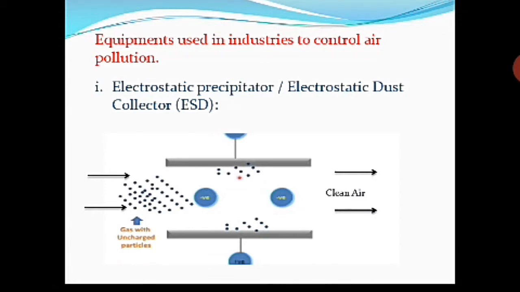The different devices that are used to control air pollution. The first one is the electrostatic precipitator, or we can also call it an electrostatic dust collector or ESD. An electrostatic precipitator or electrostatic dust collector is a device which reduces dust particles or suspended particles which are present in the exhaust gas of factories or chimneys.